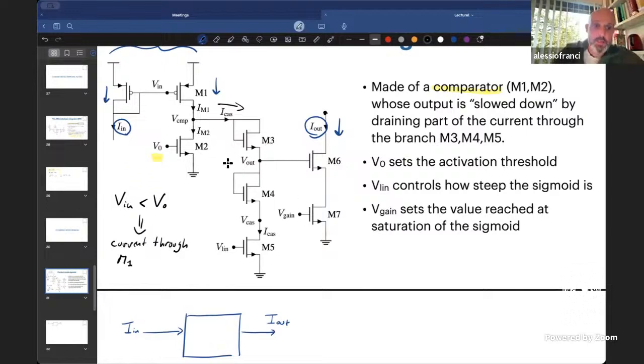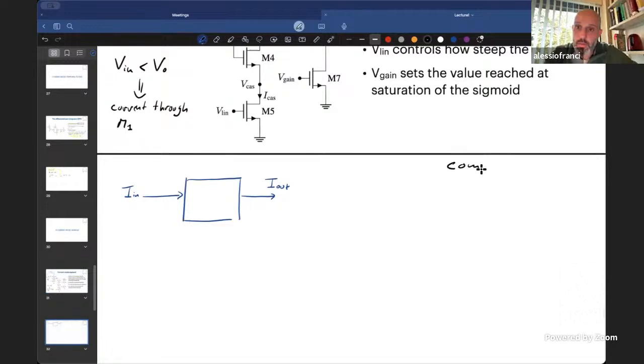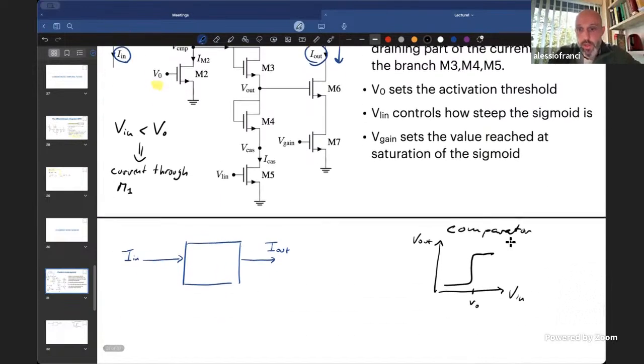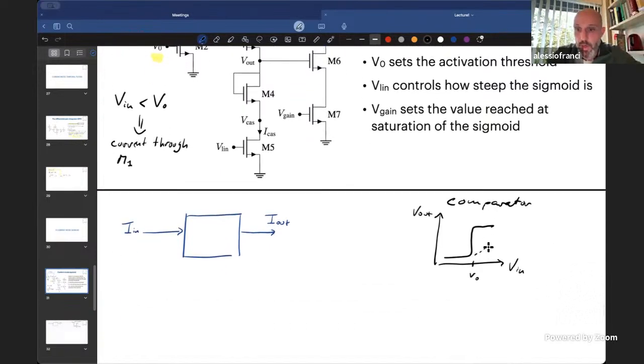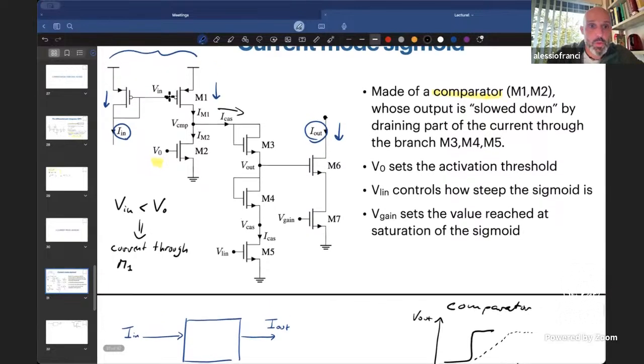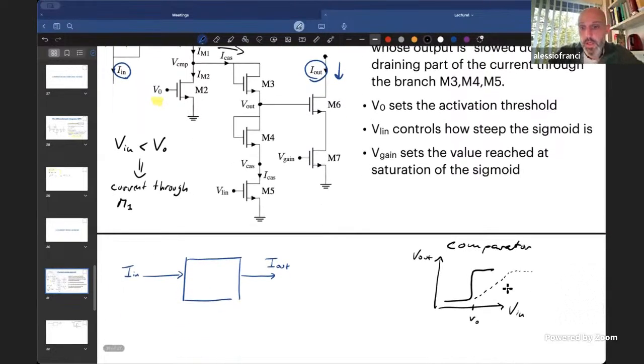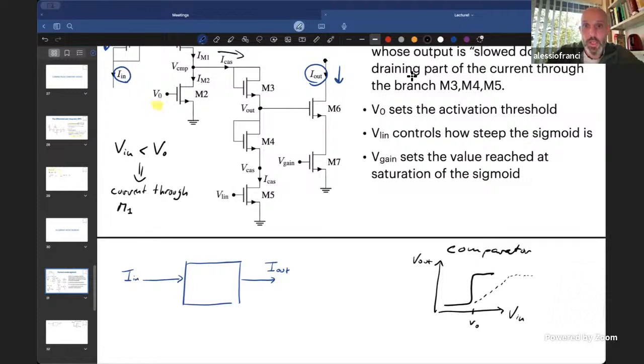And so it's such that a standard comparator has a characteristic from V in to V out that's very steep, it's like a step. As soon as you arrive at V0, you go from very low to very high at your output. This series of transistors here makes this relationship much slower. And so basically what you have now, if you look at the relationship between V in and V out here, is a sigmoidal relationship like the one that I'm showing here.